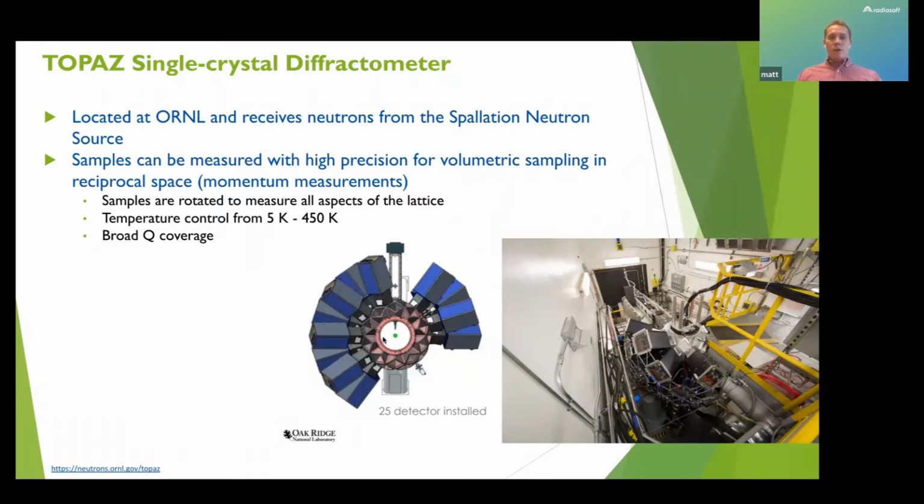This detector also has a wide variety of controls. Namely, you can cool the crystal down. You can go all the way to 5 Kelvin with a helium cooling element, or you can even heat it up all the way to 450 Kelvin. So you can get a broad array of measurements for your sample. And because of these rotations and the array of the detectors, you can get a broad measurement in what's called Q coverage, or just a broad measurement in momentum space for your crystal.